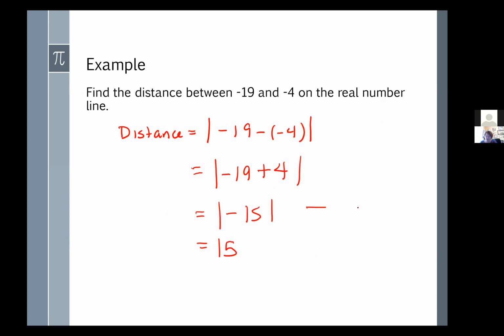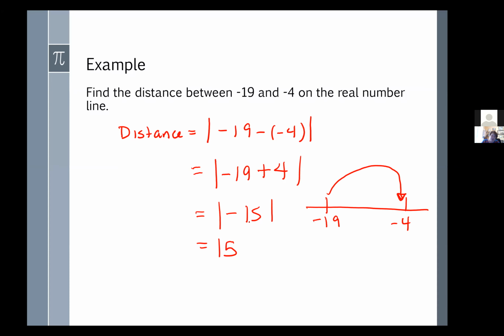And sure enough, if you were to look at the number line, how many places do I have to go to get from negative 19 to negative 4? I have to go 15 places to the right to get from negative 19 to negative 4. So the distance from negative 19 to negative 4 is 15. And it's always positive because distance is always positive. So how do we ensure that it's positive? We put absolute value bars around it.